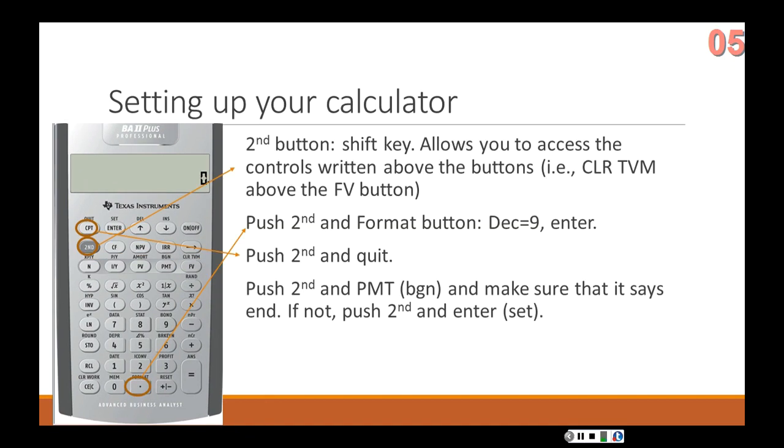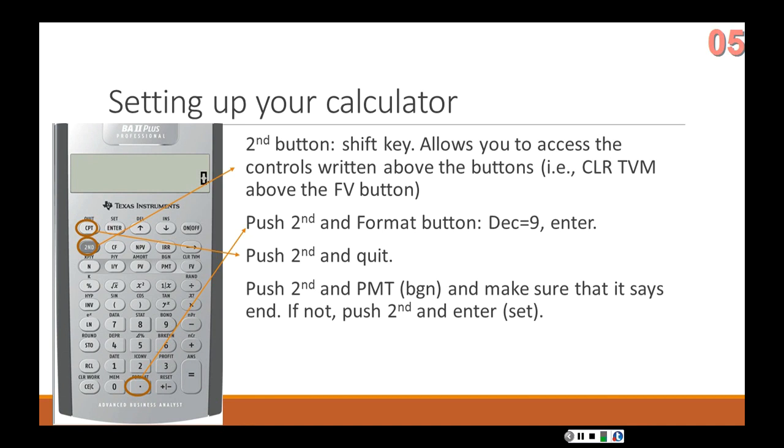For those of you with a financial calculator, you first need to set it up. Just a little intro, if you ever push the second button, that allows you to access the words above the buttons. So for example, if you pushed second and the up arrow, that would delete. If you pushed second and the natural log button, that would give you the exponential function.